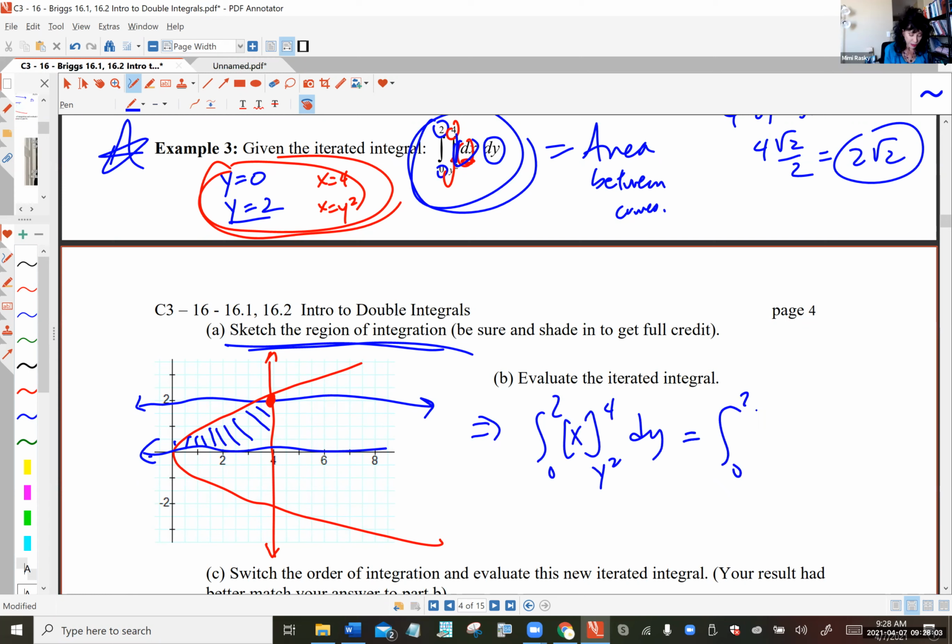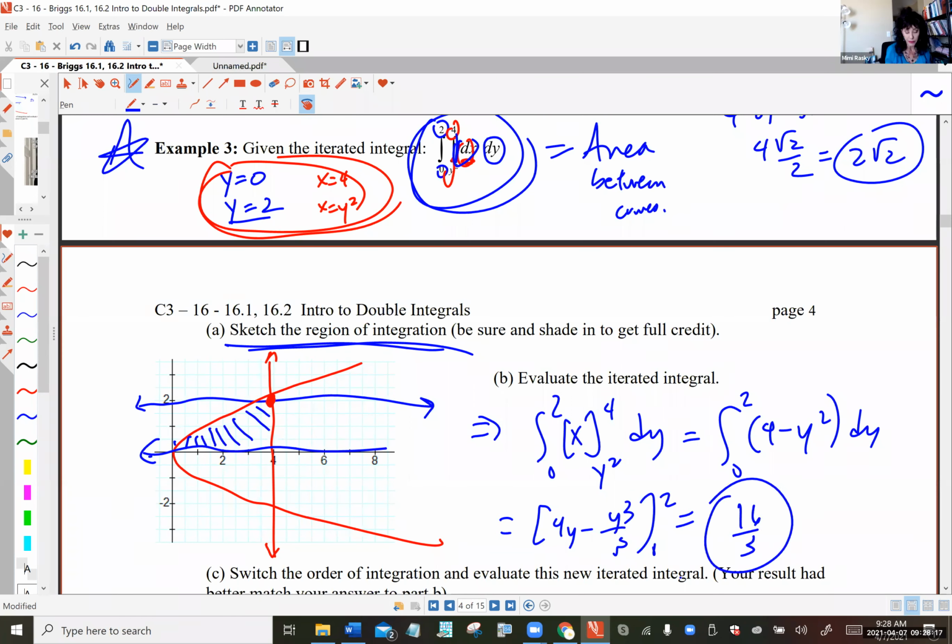And then I always plug in the upper limit first. So I get 4 minus y squared dy. And then this is just a Calc 1 problem. Oh, easy peasy, 4y minus y cubed over 3 between 0 and 2, blah, blah, blah. And I get 16/3. I'll let you figure it out. And that's the area. Notice it is a positive number. Whew, thank God.